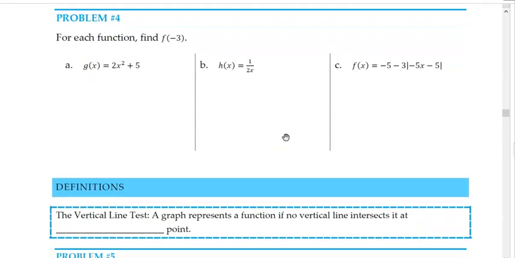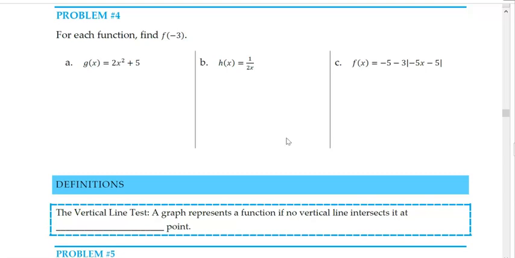Let's go to this next one. And again, same kind of thing. I want to just show you a couple of things here to be careful about. So this says just find f of negative 3. But notice how we have different names of functions here. So I've got a g of x, I've got an h of x, I've got an f of x. So it's not just that. We're going to find g of negative 3 and also h of negative 3.